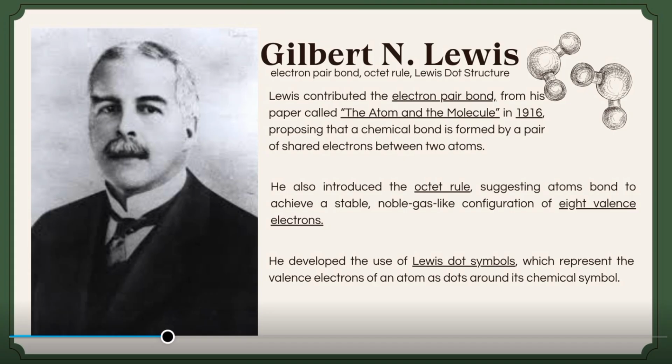Gilbert Lewis. Lewis contributed the electron pair bond from his paper called The Atom and the Molecule in 1916, proposing that a chemical bond is formed by a pair of shared electrons between two atoms. He also introduced the octet rule, suggesting atoms bond to achieve a stable, noble gas-like configuration of not 6, not 7, but 8 valence electrons. He developed the use of Lewis dot symbols. Again, Lewis dot symbols, which represent the valence electrons of an atom as dots around its chemical symbol.